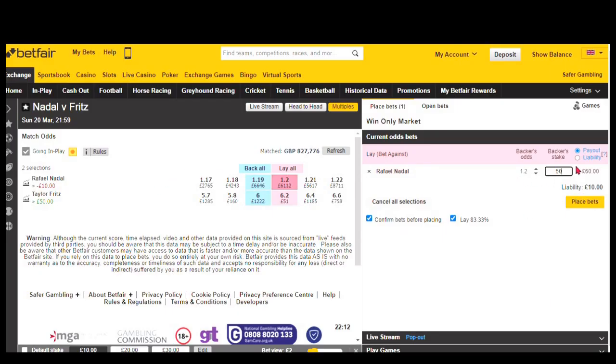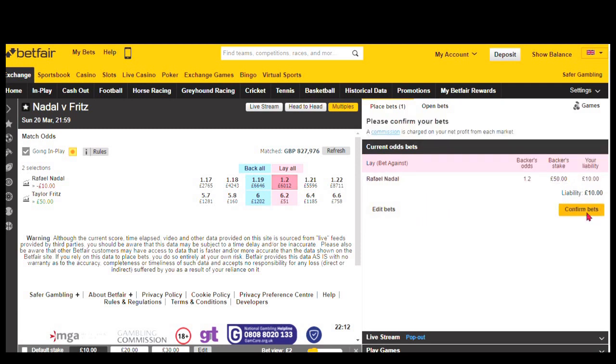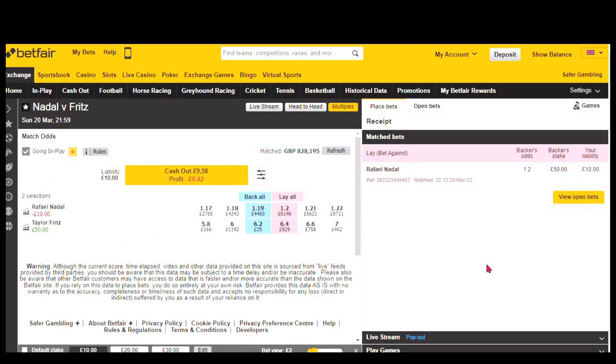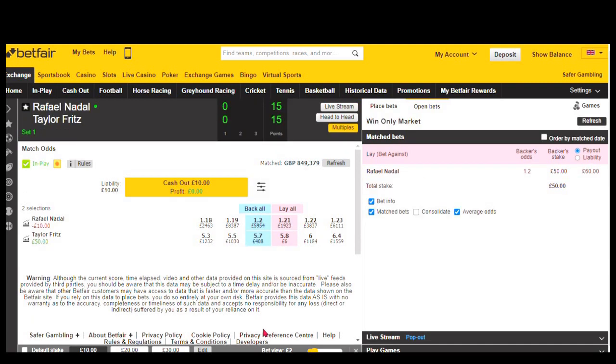Today we have another lay the favourite video. It is Rafael Nadal against Taylor Fritz, and what we're doing today is we are laying Nadal, who is the favourite, currently at 1.21, and we're laying him at the beginning of the match. So what you can see me doing here is I have gone in with an initial stake of £50 for a £10 liability, and I decided to average in my stake.